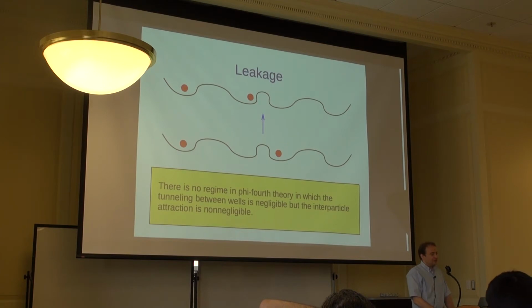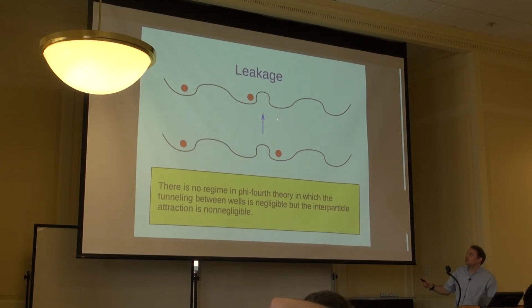At first we tried to escape from this problem by tuning parameters very carefully to try to find some regime in phi^4 theory where the tunneling between these wells is negligible, but the interaction induced by the lambda term is non-negligible. But it turns out there's just no such regime. That doesn't work. So we had to do something else.